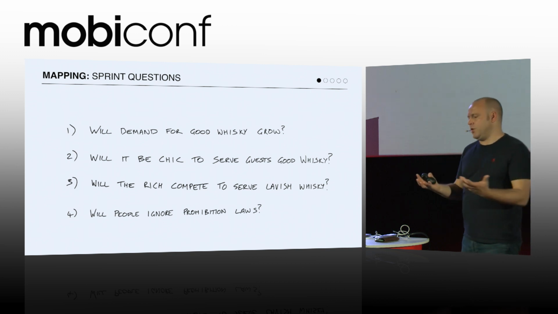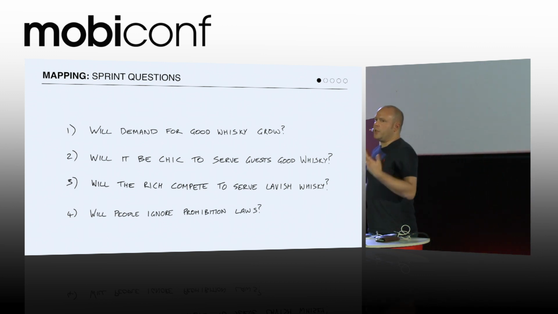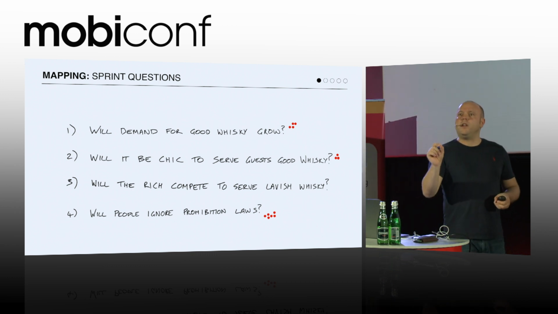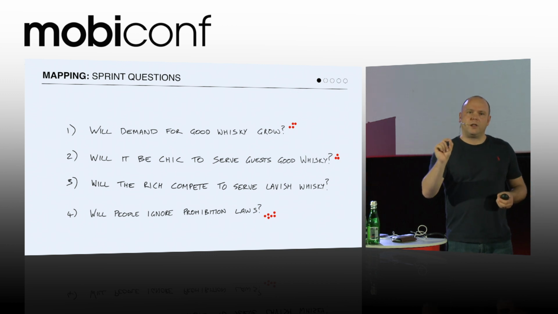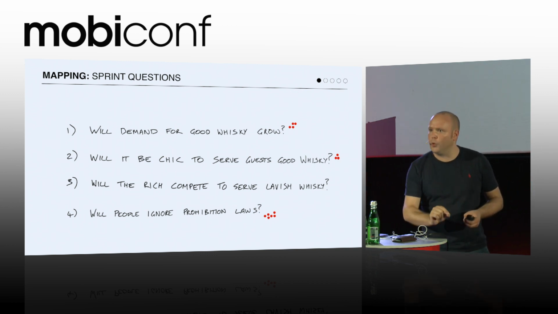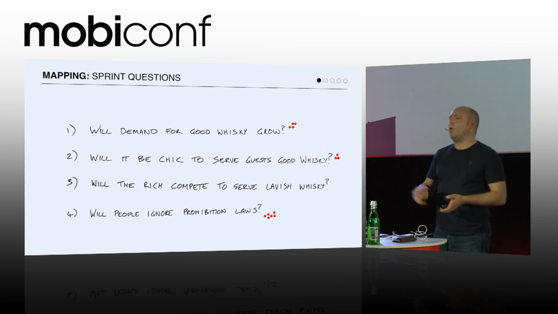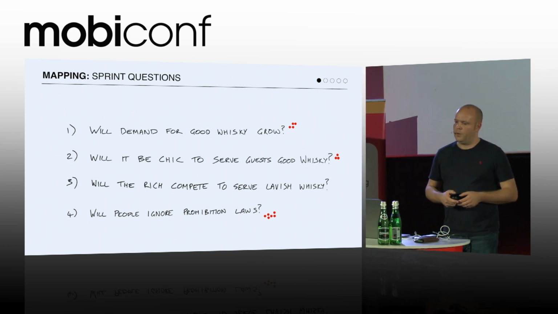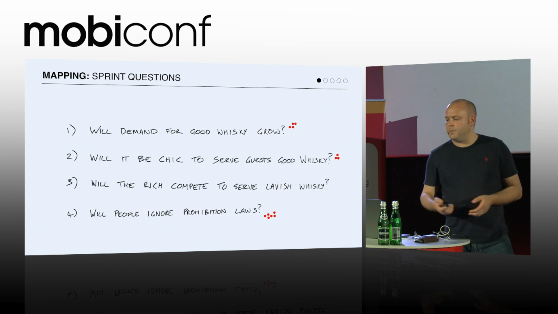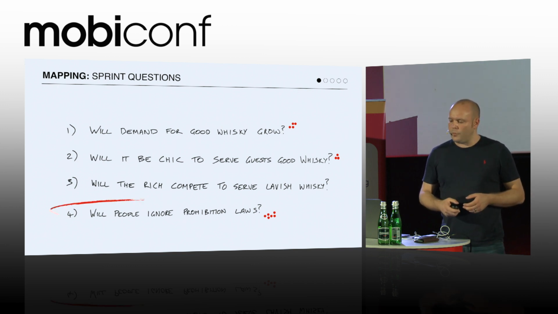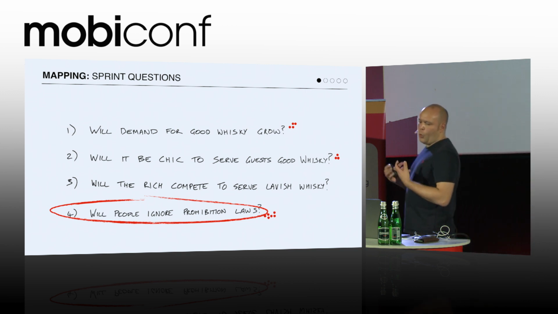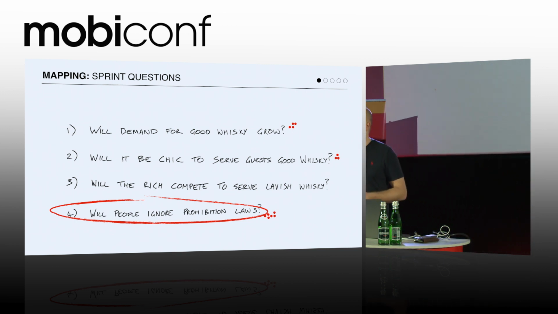Some massive assumptions here, but this allows us, within the design sprint, to start to vote, to take on a very democratic process and say, how do we now decide which of these things are the most important assumptions to focus on and start to understand whether or not this is going to be a useful product to build for our customers? So in this case, in sprint number 1, Rothstein and all of his cronies have decided that they want to focus on, will people ignore prohibition laws?